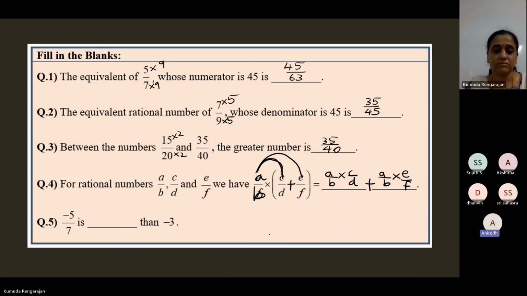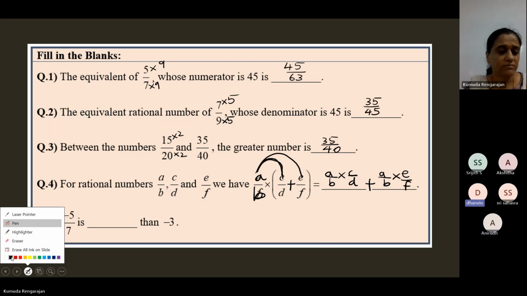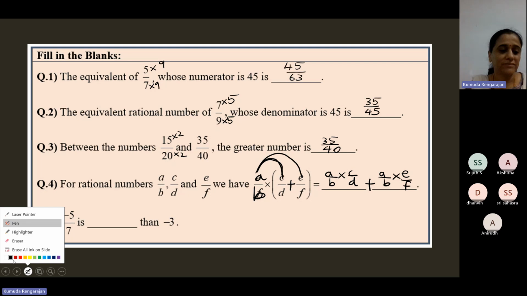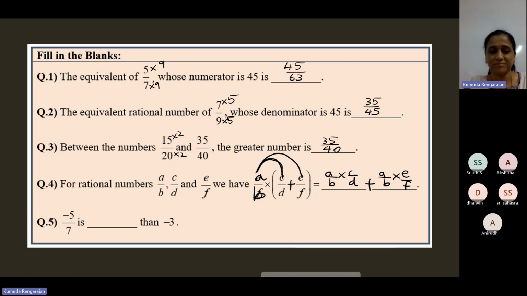Ma'am, minus 5 by 7 is less than minus 3. Yes, ma'am. Ma'am, no, it is greater, because it is negative. Minus 21 is less than minus 5. Ma'am, I can't understand. Yeah, I'll explain. Ma'am, got it.